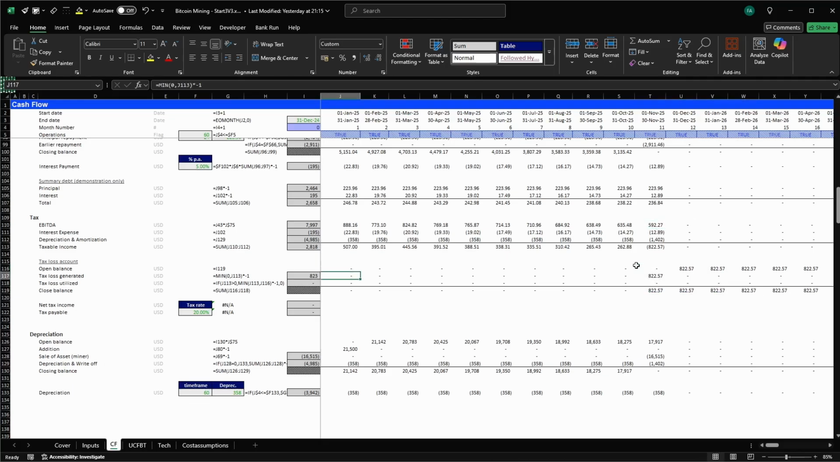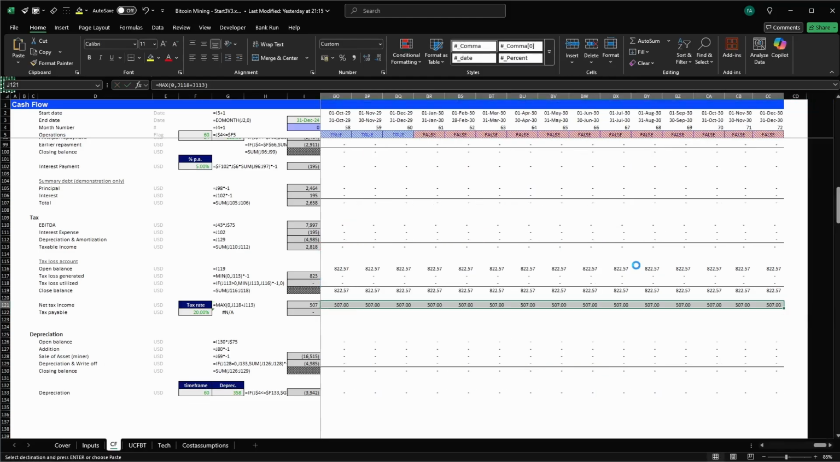Okay? Cool. So what is our net tax income? How do we calculate it? I'm gonna write the formula over here, and then we're gonna explain. Okay, so it's gonna be equal to what? It's gonna be equal to this number plus this number over here, and I'm gonna close it. I'm gonna copy and paste across, and we're gonna explain how it works.